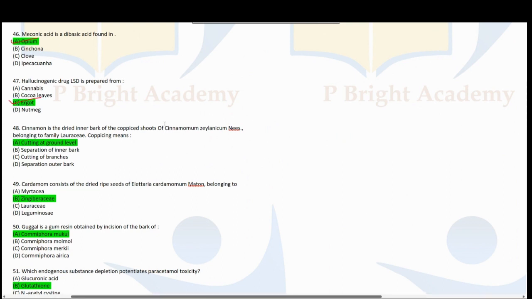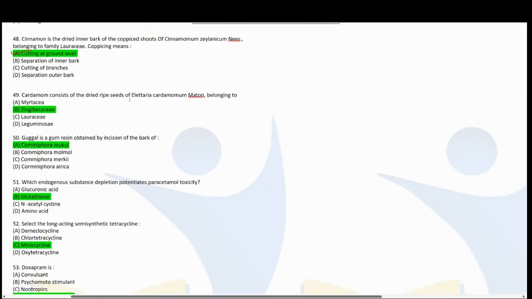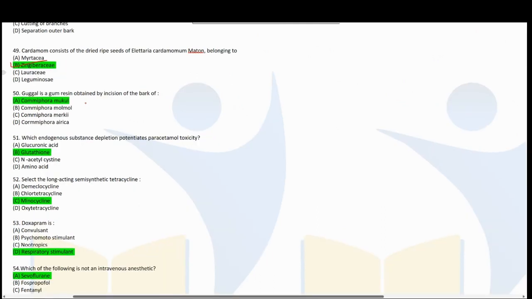Cinnamon is the dried inner bark of the coppiced shoots of Cinnamomum zeylanicum belonging to the family Lauraceae. Coppicing means cutting at the ground level. Right answer. Cardamom consists of dried ripe seeds of Elettaria cardamomum belonging to the family Zingiberaceae. Option B. Right answer. Guggul is a gum resin obtained from the incision of the bark of Commiphora mukul. Option A. Right answer.